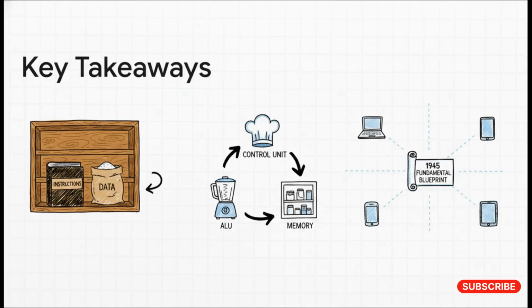So what's the bottom line here? It all comes down to one game-changing idea: storing your instructions and your data in the same place. It's brought to life by that core team, our chef, our pantry, and our appliances, all working together in perfect harmony. And yeah, this brilliant 80-year-old blueprint is still the design for pretty much every digital device you own.